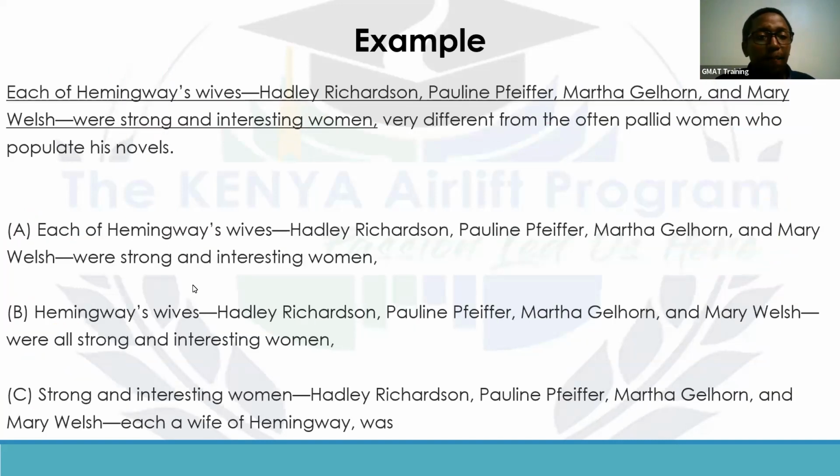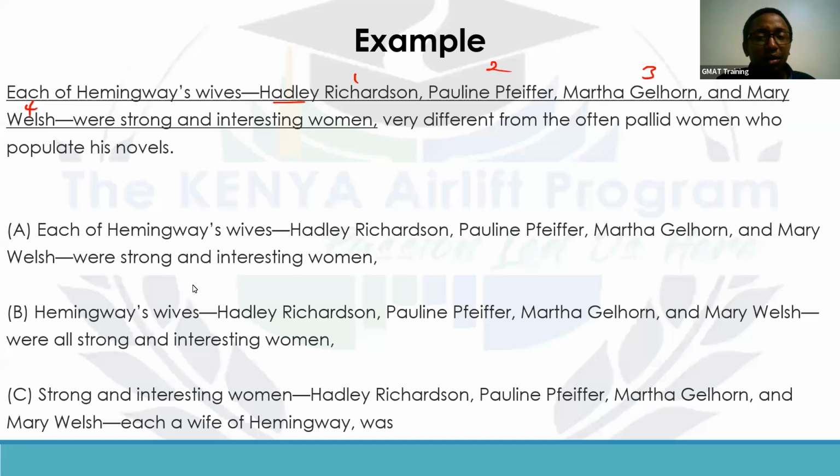So our next example. Each of Hemingway's wives, so 1, 2, 3, 4. Hadley, Pauline, Martha, and Mary were strong and interesting women, very different from the often pallid women who populate his novels. So here now we have a slightly different kind of sentence, but we see the meaning is that every one of Hemingway's wives was, so Hadley was strong and interesting. Same with Pauline, Martha, and Mary.